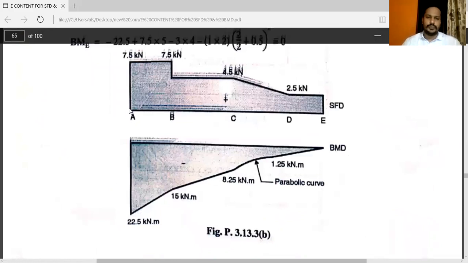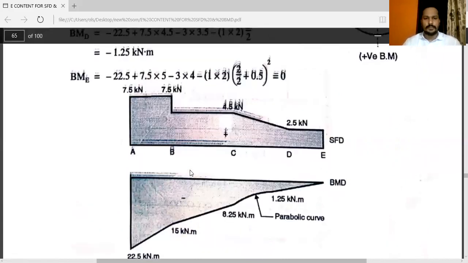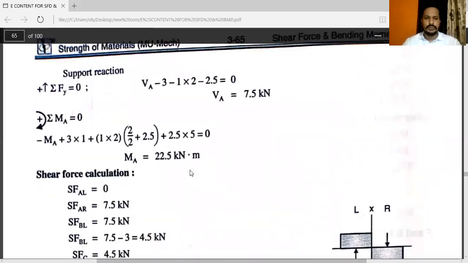See, shear force diagram, as we know, plus sign is there, and in this condition, first that is minus 22.5, minus 15, minus 8.25, minus 1.25, and at point E that is 0. So it indicates negative sign. See, this is the problem for cantilever condition.